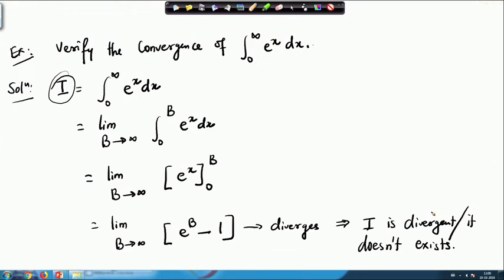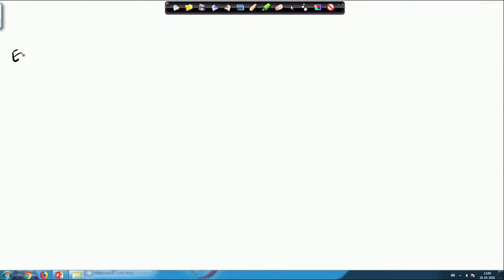Now, let us consider another example. Let us say, evaluate integral from 1 to infinity dx by x square, if it converges.